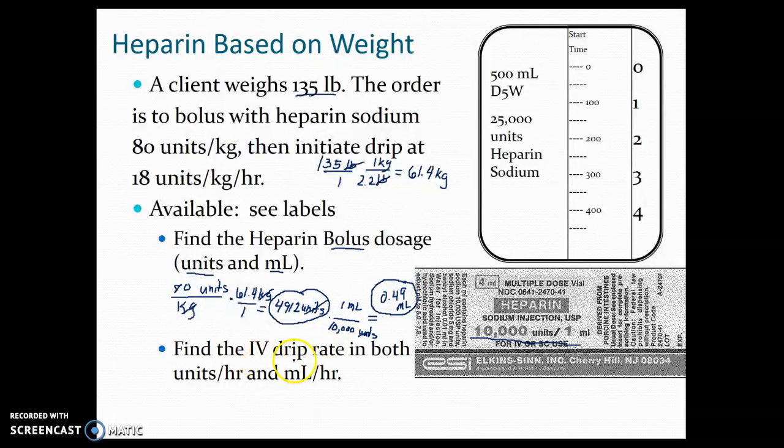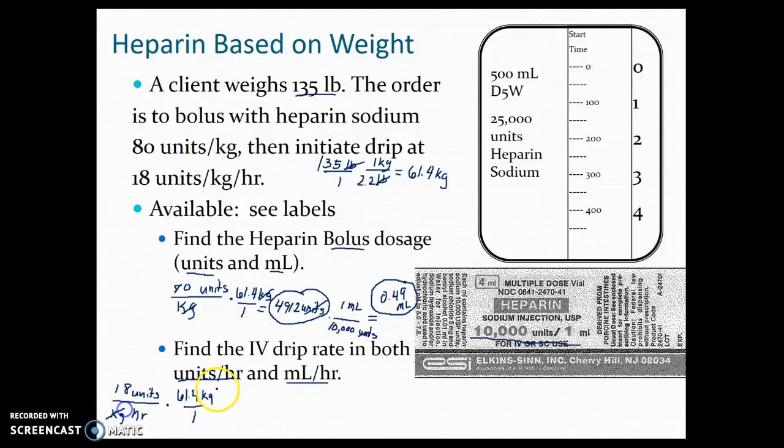Next, I get to move to the IV drip rate. Again, I'm supposed to get two answers, one in units per hour, the other one in milliliters per hour. In the initial problem, I find that the order is for 18 units per kilogram per hour. When I have a triple layer fraction, the first label goes on top, so 18 units, and the other two labels go in the denominator, kilogram, hour. So I will multiply by the weight of 61.4 kilograms.